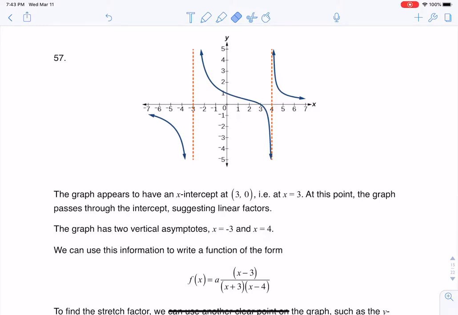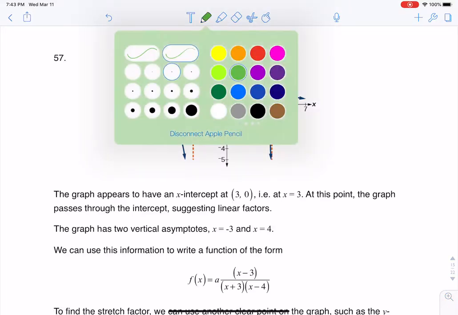Out 31, I had a question coming out of section 5.6, number 57. Here I was given the graph of a function and I was asked to write its equation. So let's take a look at the traits that I can see. I'm going to use a different pen color. I'm going to go to green.